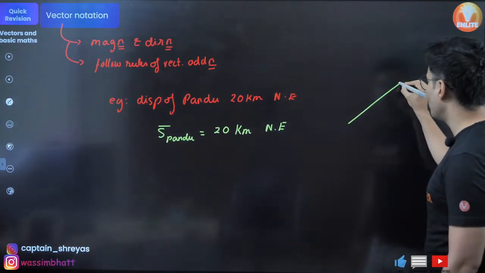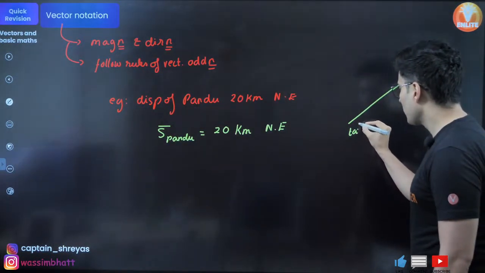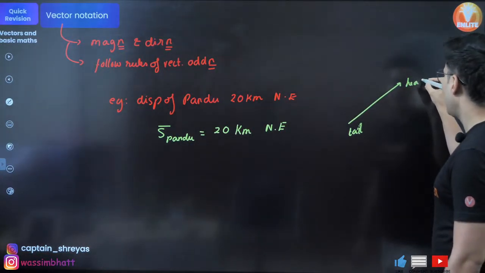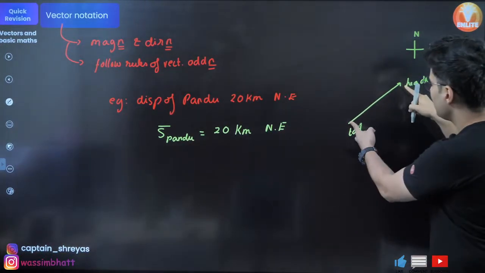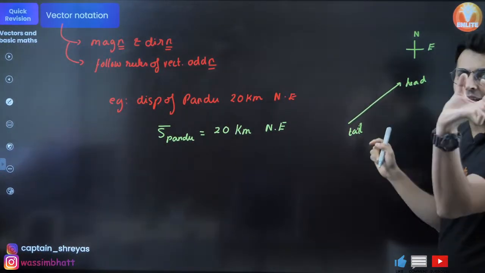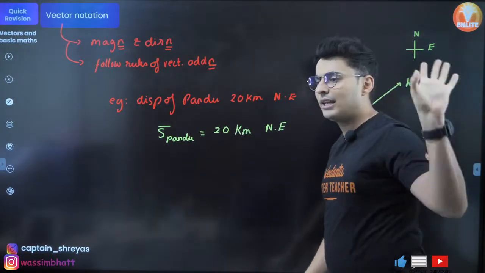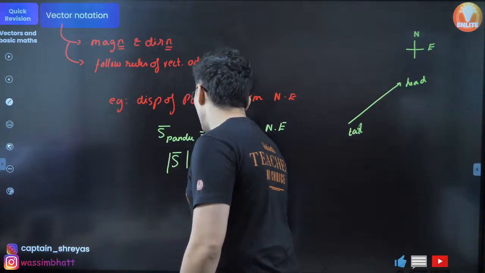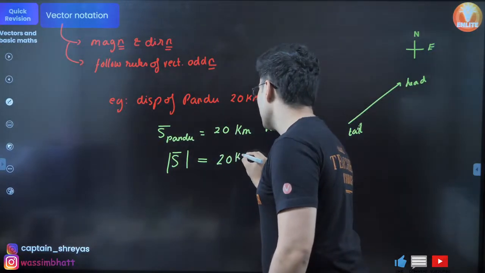Graphically, I can just show a line, arrow mark. This is your tail, okay, and this is your head, and I can show a legend over here. This is north and this is east. I can say that 1 centimeter is 1 kilometer. So I can draw an arrow mark of 20 centimeters. So the length of the arrow mark corresponds to the magnitude. So if I just put S bar modulus, then it is just the magnitude of that. So it will be just 20 kilometers.